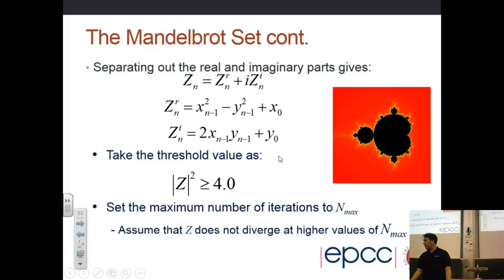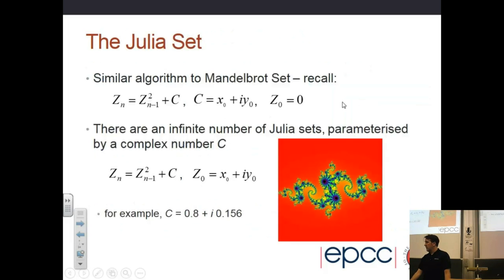For the Mandelbrot set, you take a large grid, and each pixel can be processed independently. By applying this recurrence relation to the pixel with some starting value, you can decide if it's inside or outside the Mandelbrot set. But the most important point is, are the Julia sets slightly more complicated?